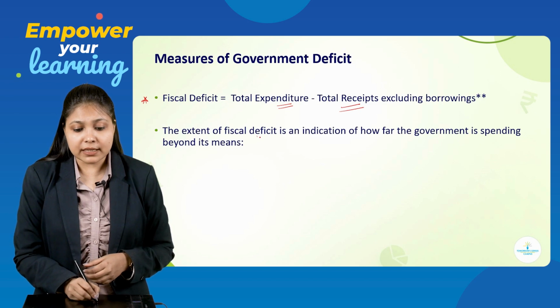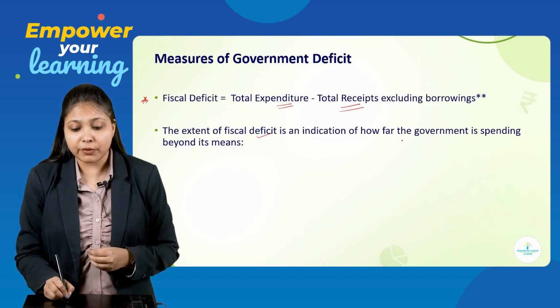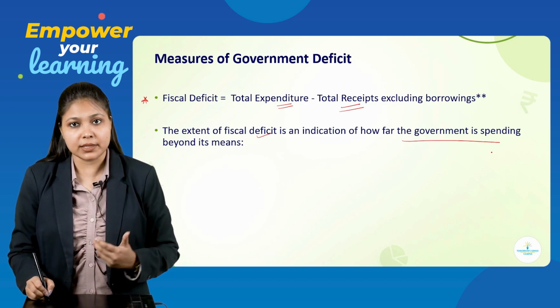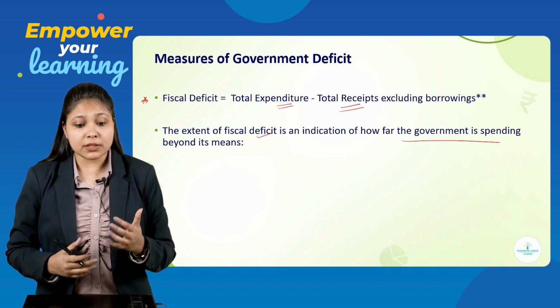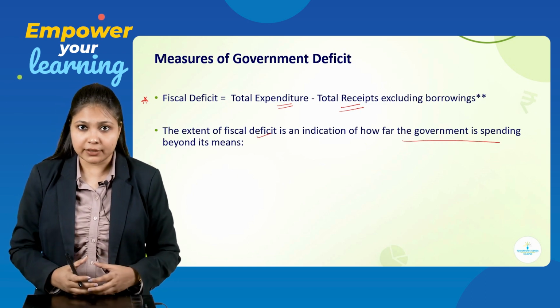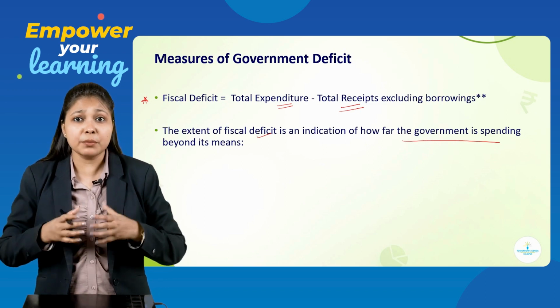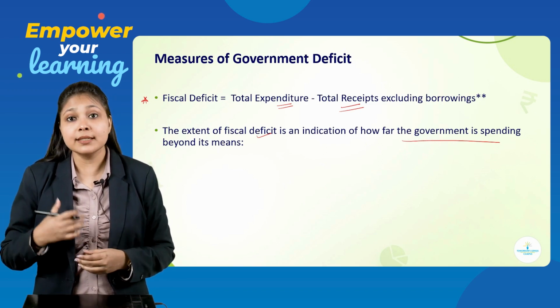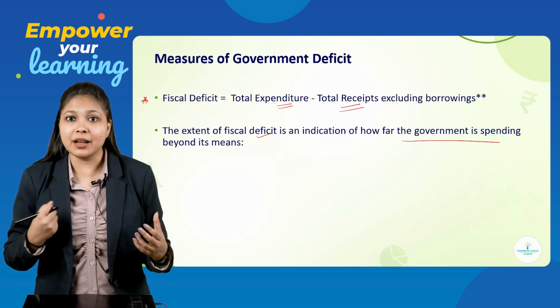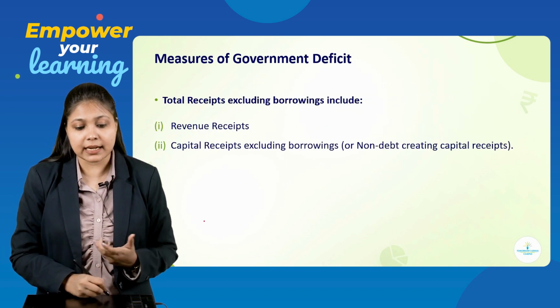The extent of fiscal deficit is an indication of how far the government is spending beyond its means. So whenever there is a situation of fiscal deficit in the country, it will show how much more the government is spending while the income or the receipts are less.